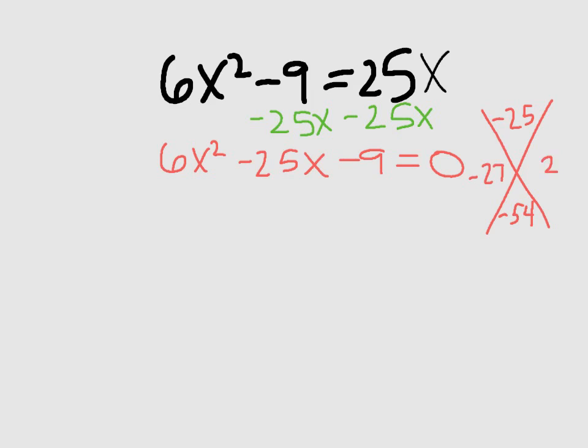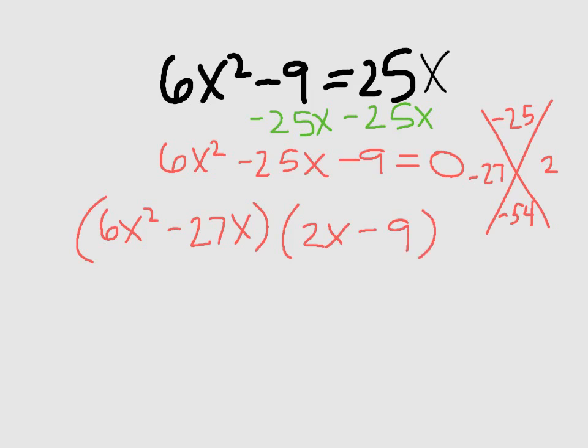So we're going to group 6x squared minus 27x, and then 2x minus 9. Now, we're going to take out the greatest common factor again. So here, the greatest common factor between 6 and 27 is 3. So we're going to take out 3x. We're going to have the x on the inside. Take 3 out of 27. 3 times 9 is 27, so we're going to get 9 here.